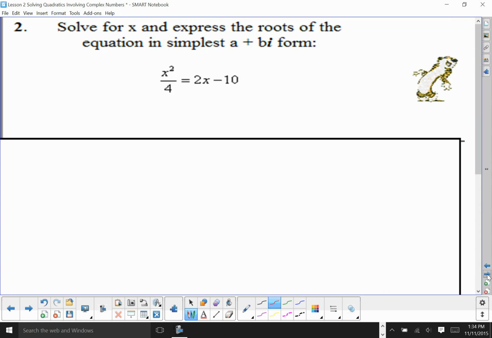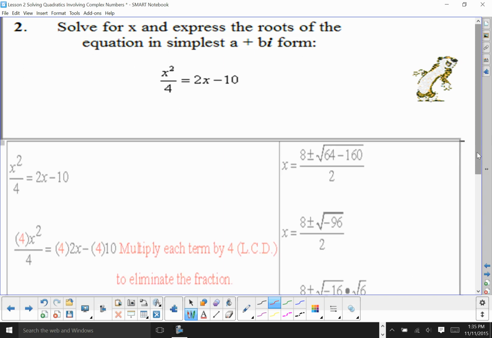Here's another one to try. And this time, go ahead and express it in the a plus bi form. Pause the video. And you're back. Let's check it out.